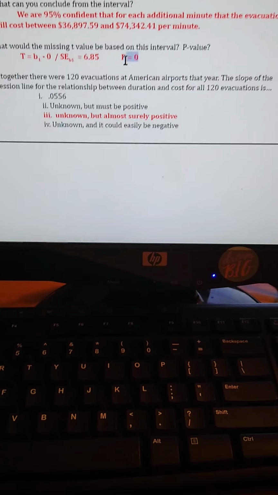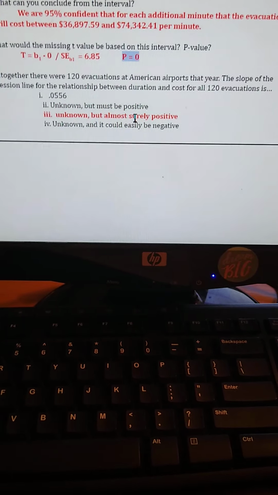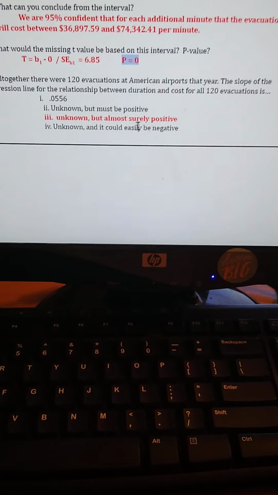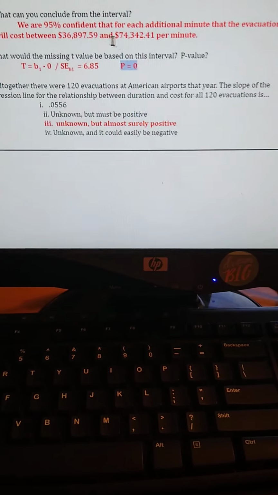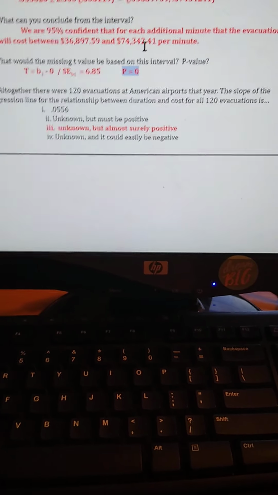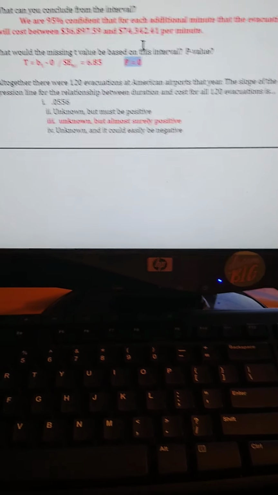We're very, very confident, but we don't have full proof. So watch the wording there. And of course, it can't easily be negative. If it was easily negative, then this interval would have 0 in the interval. It would be negative to positive. 0 would be in the interval, and the p-value would be large if it could easily be negative.